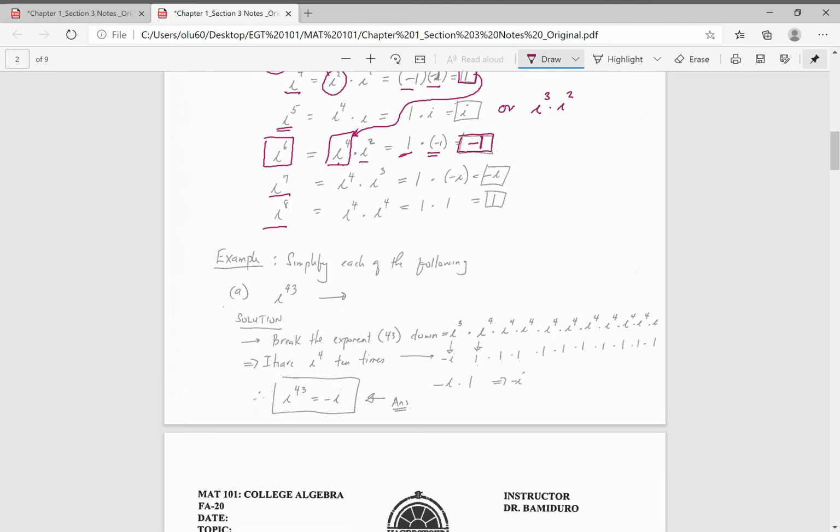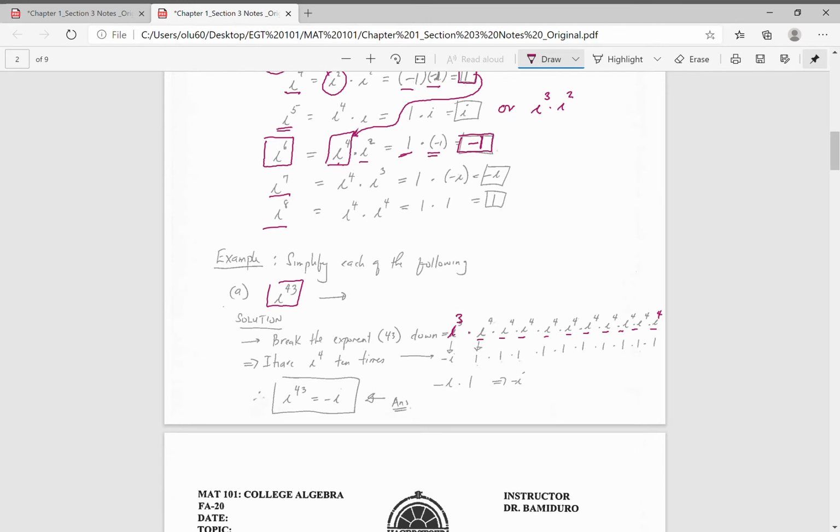I to the 43rd. It seems like a very large number, but we can break it down. 43, we can say I to the 3rd, and then I to the 4th, 10 times.